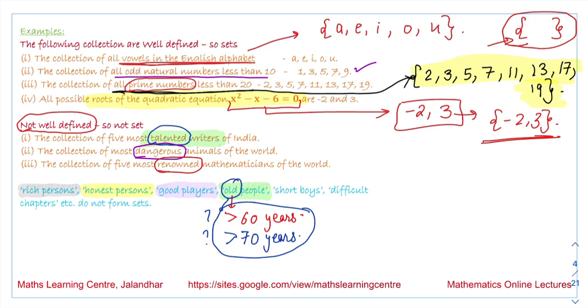Similarly, if the term we are using is short boys, this term short has no definition. Next is difficult chapters, this term difficult has no definition. So all these collections do not form a set because these are not well defined collections.